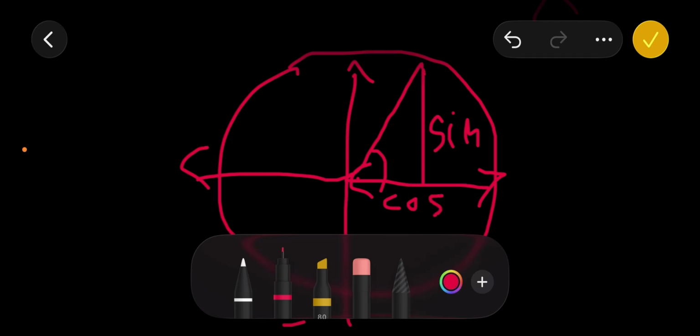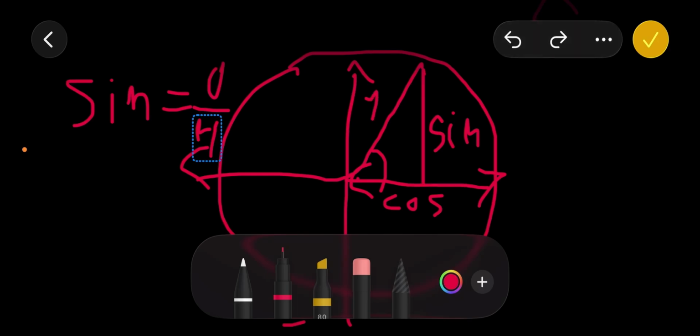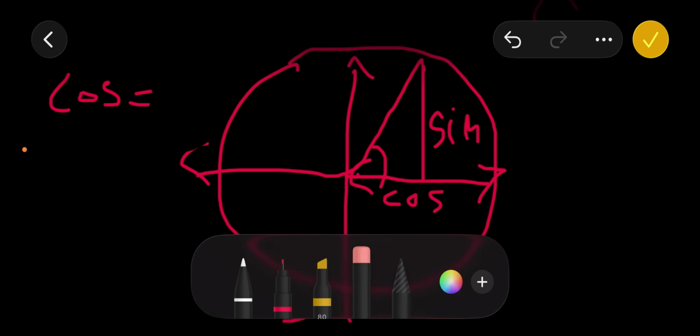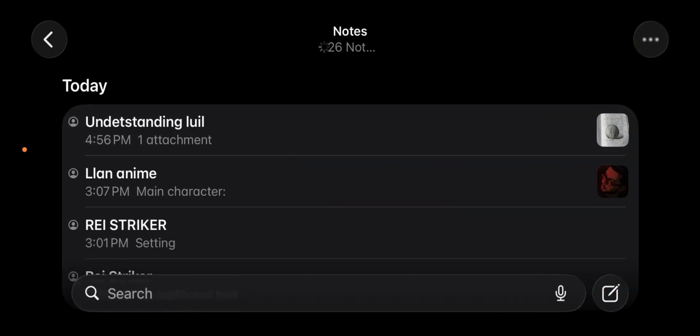Well, remember SOHCAHTOA. Sine equals opposite over hypotenuse. And remember, the hypotenuse is always 1 unit, or the radius. And remember, opposite over 1 or anything over 1 is just itself. So sine equals opposite. And remember, guys, cosine is the horizontal distance because, back to SOHCAHTOA, cosine equals adjacent over hypotenuse.